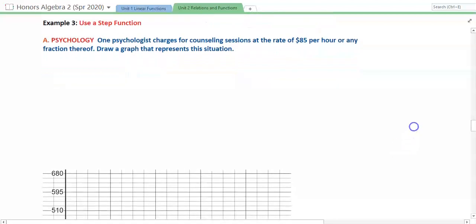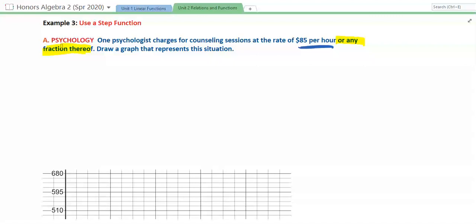And so we're going to look at this step function here. It says that one psychologist charges for counseling sessions at a rate of $85 per hour or any fraction thereof. Now, if we were doing just a normal linear problem, it would not include this wording. It would just be $85 per hour. We would just draw a line where after 1 hour it's $85 and 2 hours would be $170, because if you went for an hour and a half, you'd pay for an hour and a half. You would do 85 times 1.5 and get your value. But that's not what happens here.